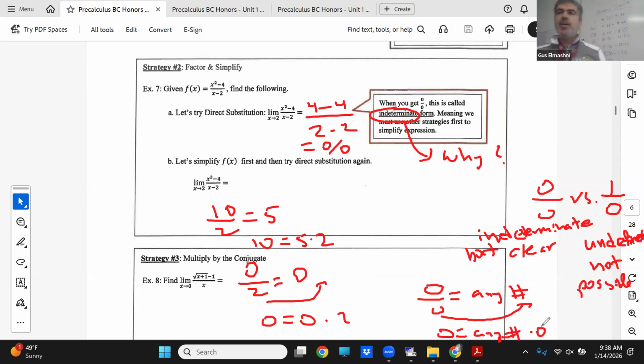It's an unknown. Doesn't mean there's not an answer. We got to do a little digging, which we are going to in a moment. We're going to do some algebra to dig a little bit. You just can't determine it by substitution. We have to do something else, which we'll do in part B.